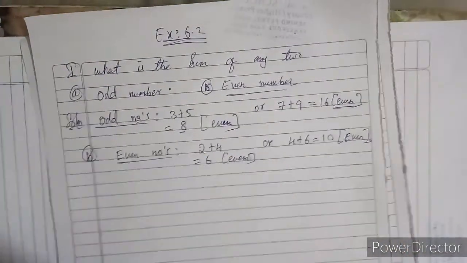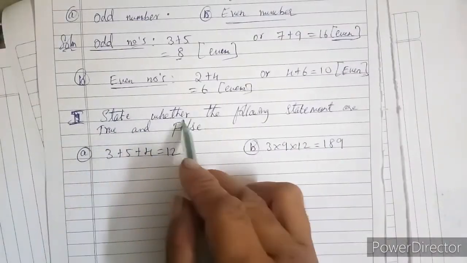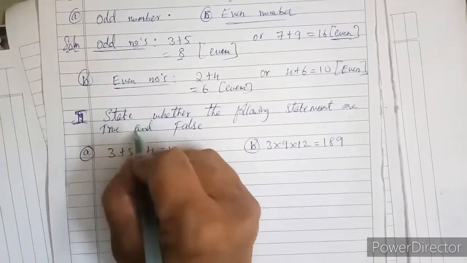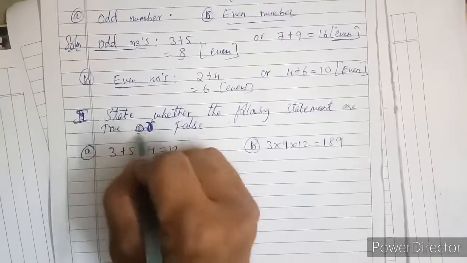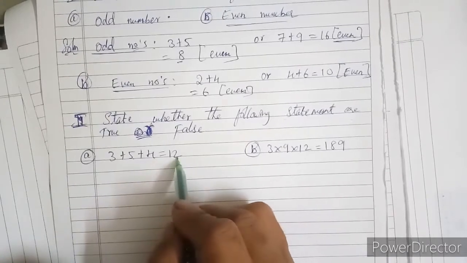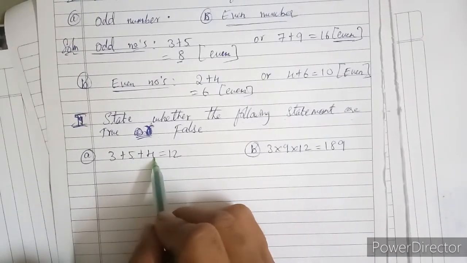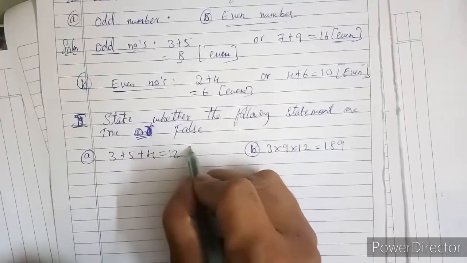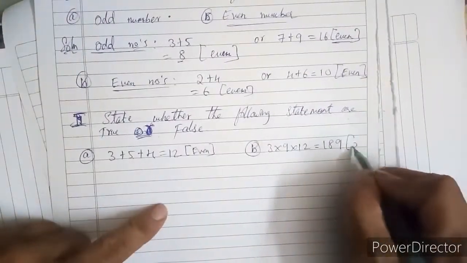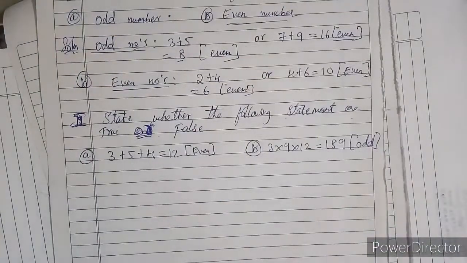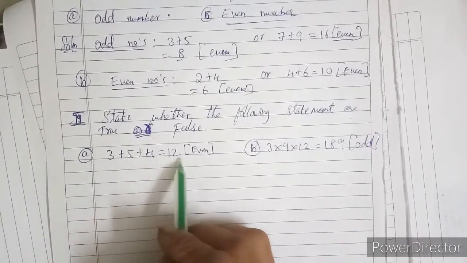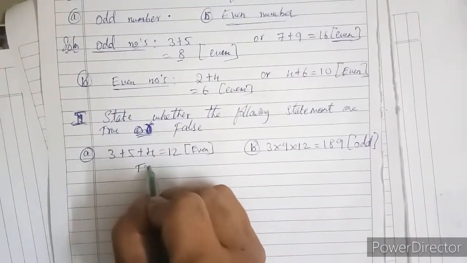So next question. I'm going to the second main. State whether the following statements are true or false. It's asking true or false, right? So the first one given is 3 plus 5 plus 4 is equal to 12. 3 plus 5 is what we are getting, that is even. Even value, they already gave in the question, this is odd value, right? So 3 plus 5 plus 4, you get 8, 8 plus 4 is 12. That is even, that is true.